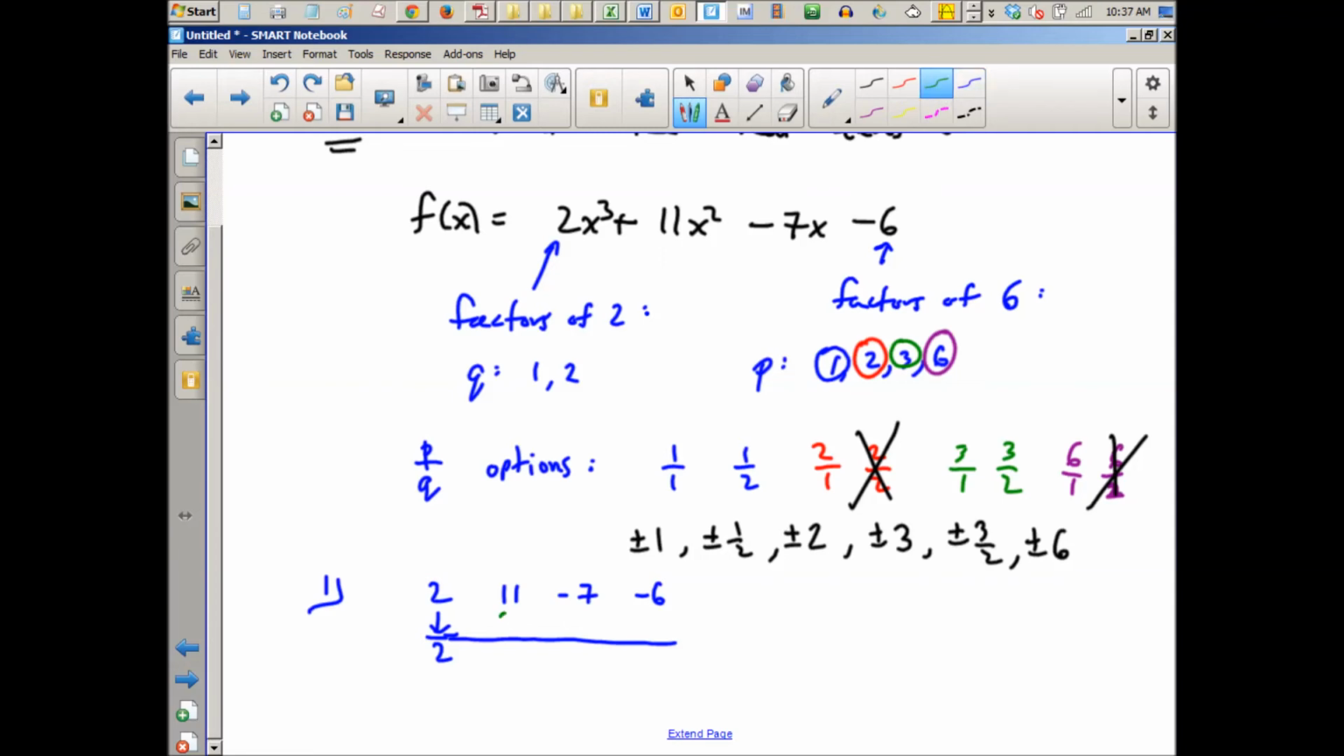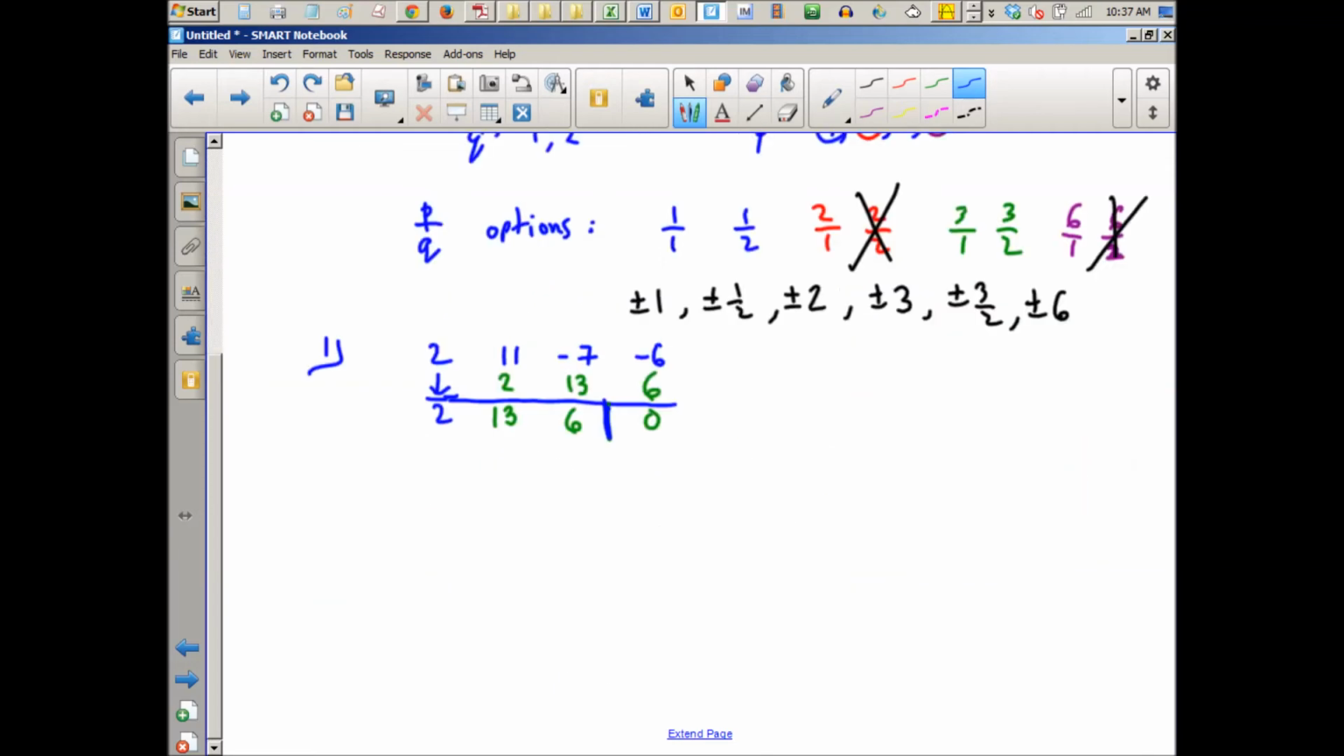So 2 times 1 is 2. Adding, we get 13. 13 times 1 is 13. Adding, we get 6. 6 times 1 is 6. Adding, we get 0. It looks like we stumbled across our first answer almost right away. Don't expect that to happen very often. Okay, that was a huge success.